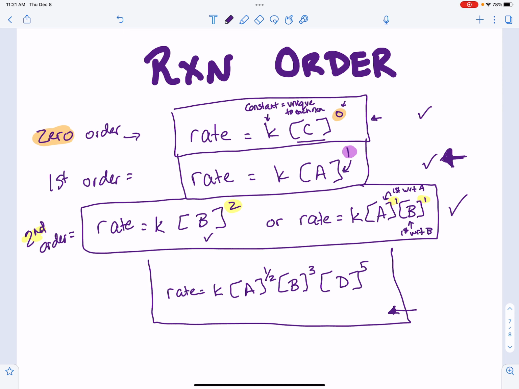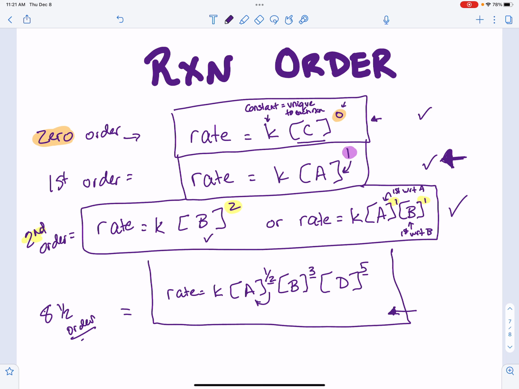So in this case, the overall order comes from adding up all those exponents. That gives us that this has an overall order of 8.5, which is a really crazy order, right? This is 1/2 order with respect to A. It's third order with respect to B, and it's 5th order with respect to C.